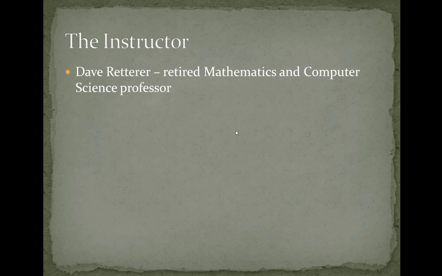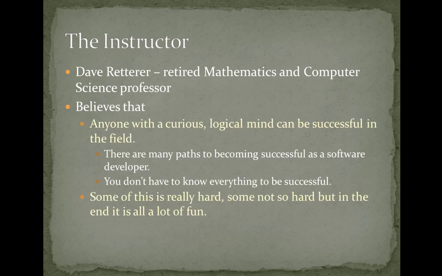I'm Dave Redder. I retired as a mathematics and computer science professor a few years ago. So I've been at this for a long time, and that doesn't mean that I'm good just because I've been at it for a long time, but I do have some things that I believe. I believe that anyone with a curious, logical mind can be successful in the software development field. If you want to know how to do these things, and you're willing to abide by the strict rules that come with a software development effort, and you're also willing to have an open mind about a lot of things, then you can make things happen that will be hugely valuable to you.